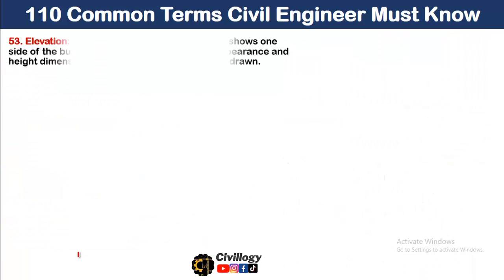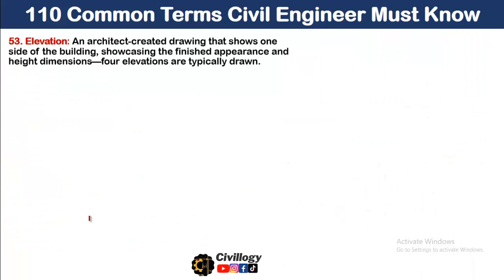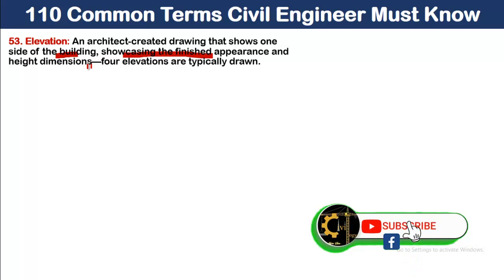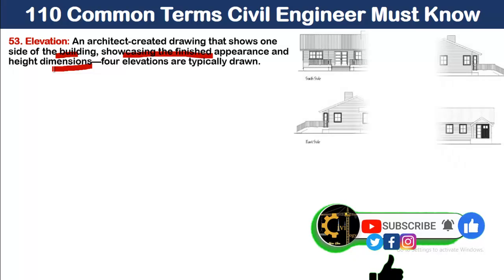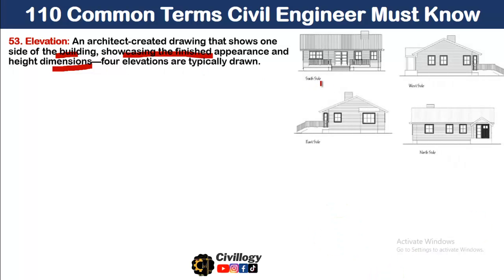Okay. Point number 53, elevation. An architect-created drawing that shows one side of the building, showcasing the finished appearance and height dimensions. There are basically 4 elevations for any structure. As you can see over here, south side, west side, east side, and north side. This shows the finished structure and the heights of the building, for example the height of the ceiling, height of the window, height of the door, and elevations of any structural building.